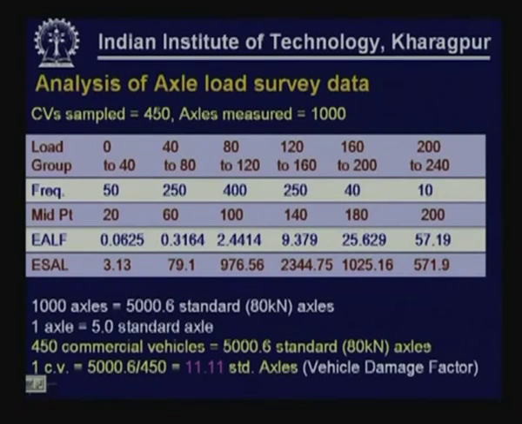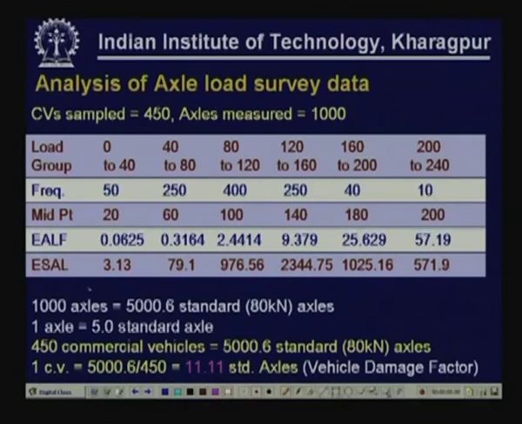So if you have data collected like this, having load groups of 0 to 40 kilonewton, this is the frequency, 40 to 80 kilonewton, this is the frequency, 80 to 120, this is the frequency, and the midpoint of this is 20. This is the equivalent axle load factor, (20/80)^4. Then equivalent number of standard axles: if you have 50 axles ranging from 0 to 40 kilonewtons, these 50 axles would be equivalent to 3.13 numbers of 80 kilonewton axles.